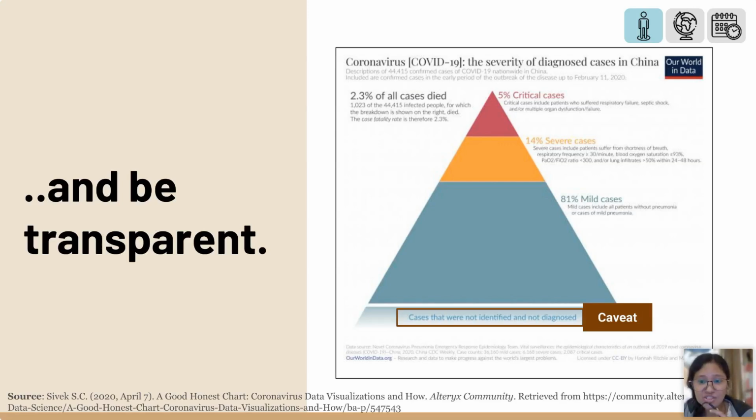But at the lowest part of the triangle, we can see a note indicating the cases that were not identified or not diagnosed. And this was represented by a portion of the figure that looks like fading, and it represents the uncertainty around the data at hand.